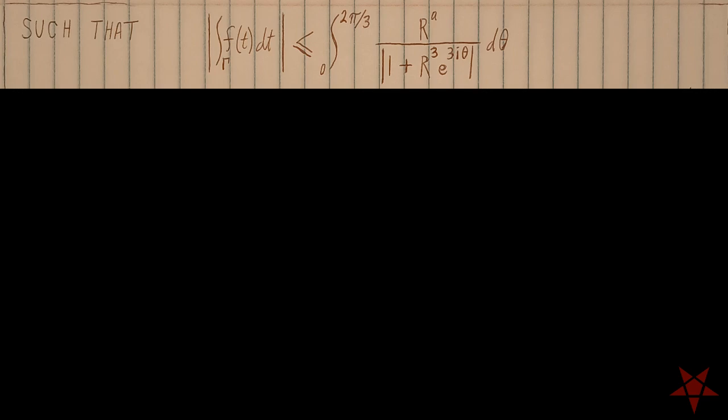Our version of the integral inequality now becomes: the absolute value of the gamma path integral is less than or equal to the integral from 0 to 2 pi over 3 of R to the a divided by the absolute value of 1 plus capital R cubed times e to the 3i theta, d theta.